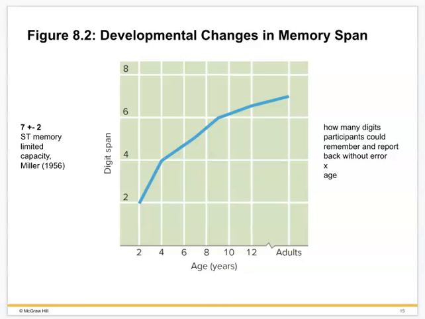In the data presented here, from a study, there's the age along the bottom, from 2-year-olds up to adults, and then the number of digits that they were able to remember and say back without error. You can see that a 2-year-old was able to say 2 digits. 4-year-olds were able to say up to 4 digits. 6-year-olds, maybe 4.5, and then it increased over time and over age. So this is just demonstrating on average how memory span increases with age.